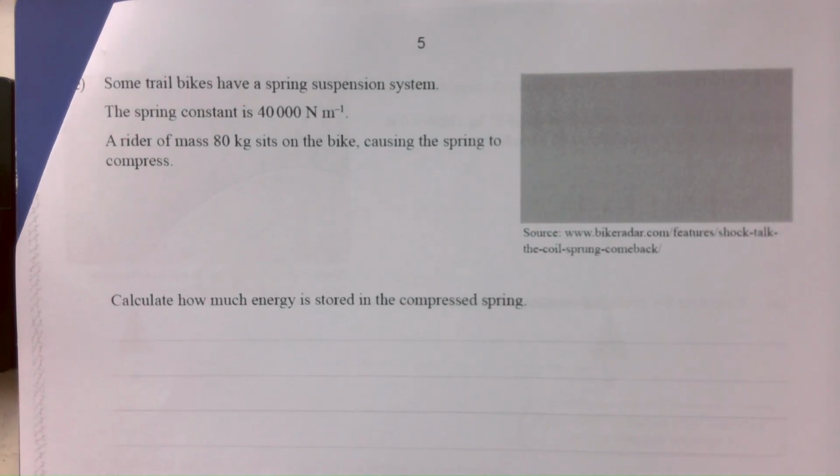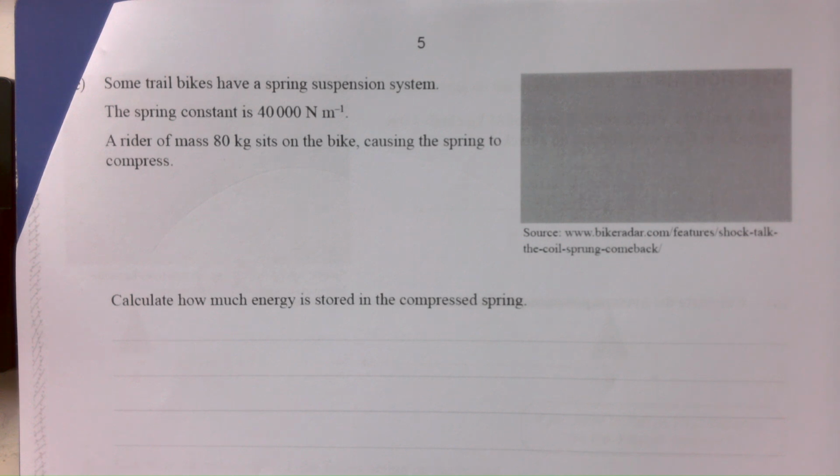Now, question 2C. Some trail bikes have a spring suspension system. The spring constant is 40,000 newtons per metre. A rider of mass 80 kilograms sits on the bike, causing the spring to compress. Calculate how much energy is stored in the compressed spring.